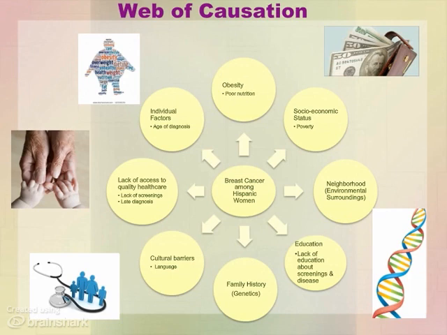The seventh determinant kind of ties into the cultural barriers, socioeconomic status, education, and things of that nature, but that's a lack of access to quality health care, a lack of screenings, a lack of coverage, and those all play into later diagnoses. And the last determinant is individual age, typically because they're diagnosed at later ages. That definitely plays a role in recovery and things of that nature. So age of diagnosis is also a critical component.